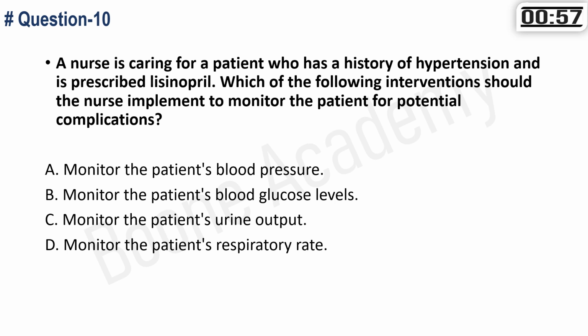Question 10. A nurse is caring for a patient who has a history of hypertension and is prescribed lisinopril. Which of the following interventions should the nurse implement to monitor the patient for potential complications? A. Monitor the patient's blood pressure. B. Monitor the patient's blood glucose levels.